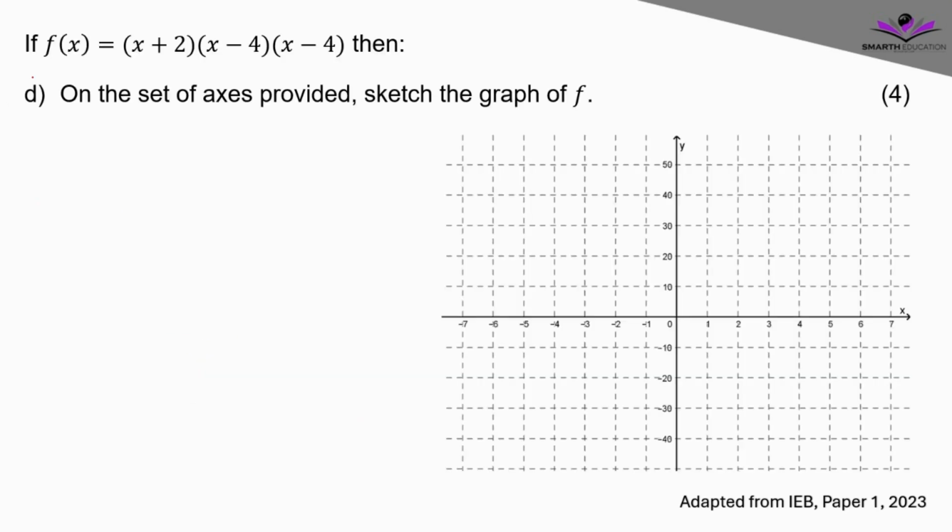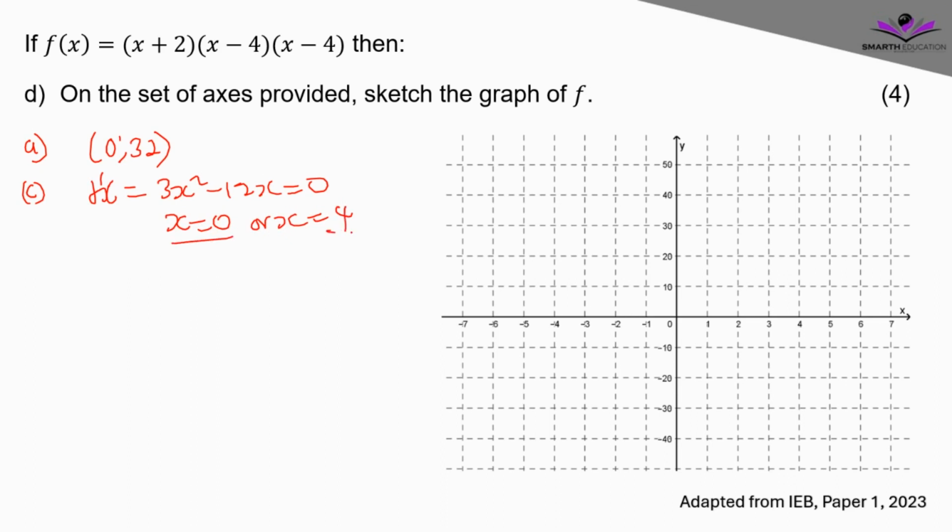Remember that. Now, for the same function, when the set of x is provided, sketch the graph of f. Remember we have the following from question 1, from A. We found that the coordinates of the y-intercept are 0, 32. And then from C, we found that the derivative is equal to 3x squared minus 12x, and then we equated this to 0, and solved and found that x is equal to 0 or x is equal to 4. These are actually the turning points of the cubic graph.